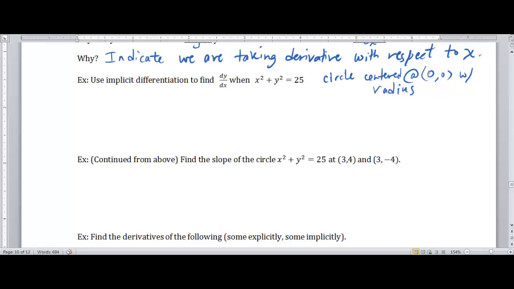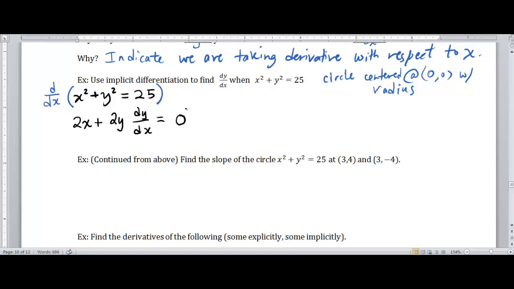So this is my function. And I want to take the derivative of this. And I always do this. I write d over dx, and I put parentheses around the whole thing. And that reminds me that I have to take the derivative of the left side and the right side. The derivative of x squared is going to be 2x. The derivative of y squared is 2y. But we took the derivative of y with respect to x. So we have to write dy dx. And the derivative of 25 is equal to 0.